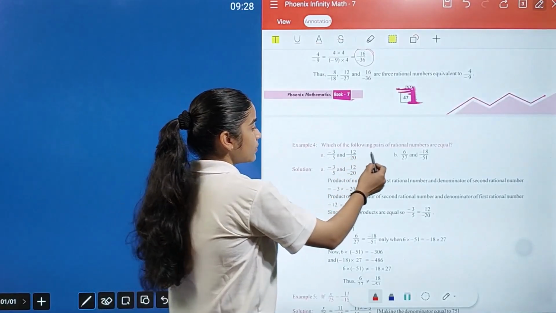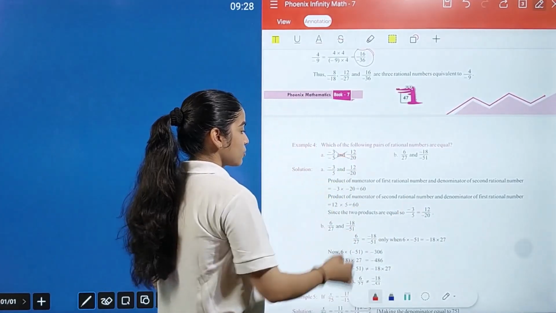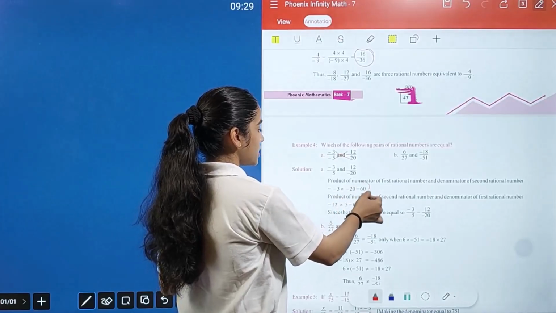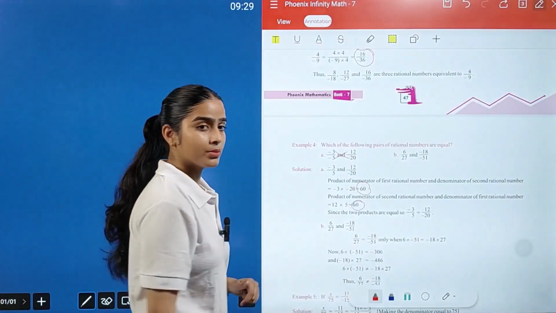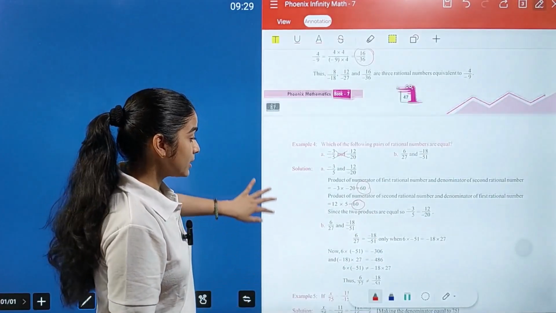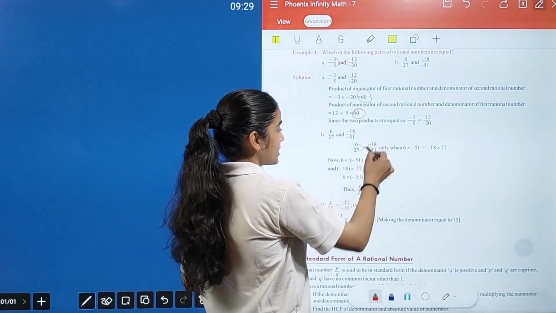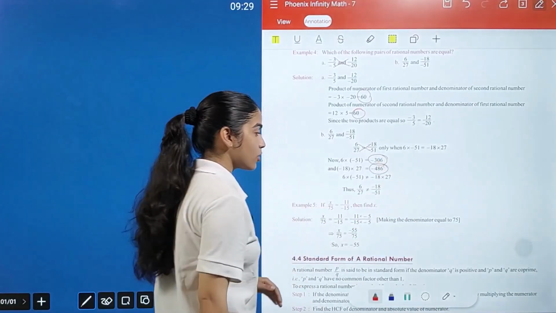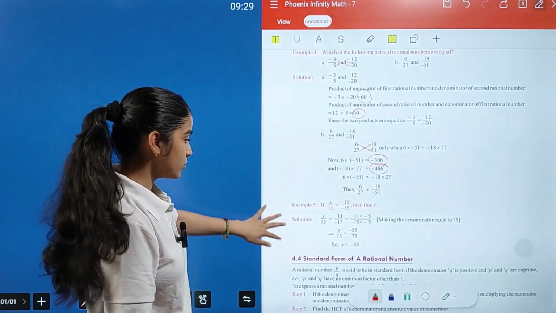Now which of the following pairs of rational numbers are equal? So we have to cross multiply. So 3 multiplied by minus 20, minus 3 multiplied by minus 20 is 60. 5 multiplied by 12 is 60. It means both the rational numbers are equal to each other. But in the next question, if we cross multiply these numbers, we get minus 306 and minus 486, which are not equal to each other. It means these two rational numbers are not equal to each other.